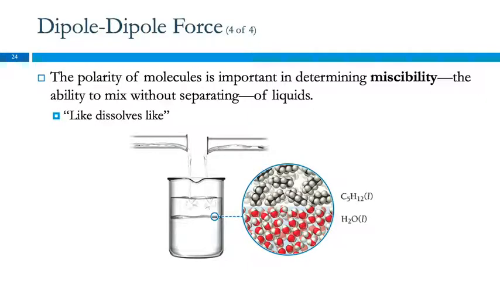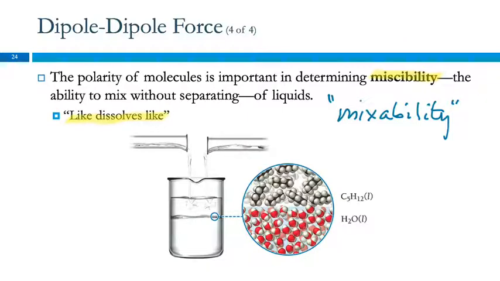The polarity of molecules is important in determining miscibility. So that's a fun word. Mixability, although it is not a word, you probably know what I mean by that, right? Mixability, the ability to mix. That's what miscibility means. It means it's able to mix together. We often summarize that as like dissolves like.